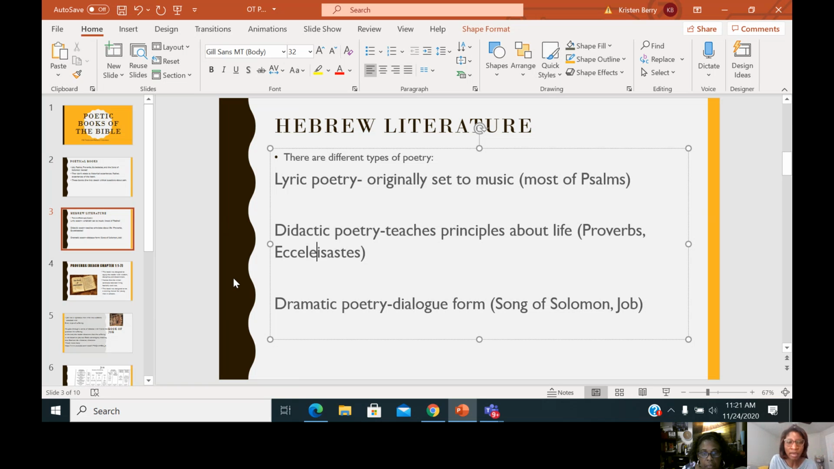And I spelled that wrong. I'm going to have to come back and fix that because that's going to make me mad. Ecclesiastes. I said this is wrong. I have it right. Okay. Ecclesiastes.